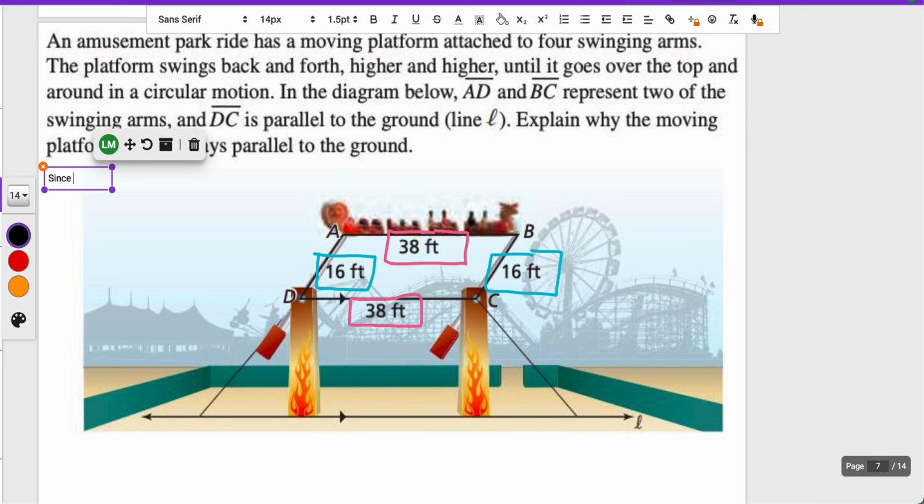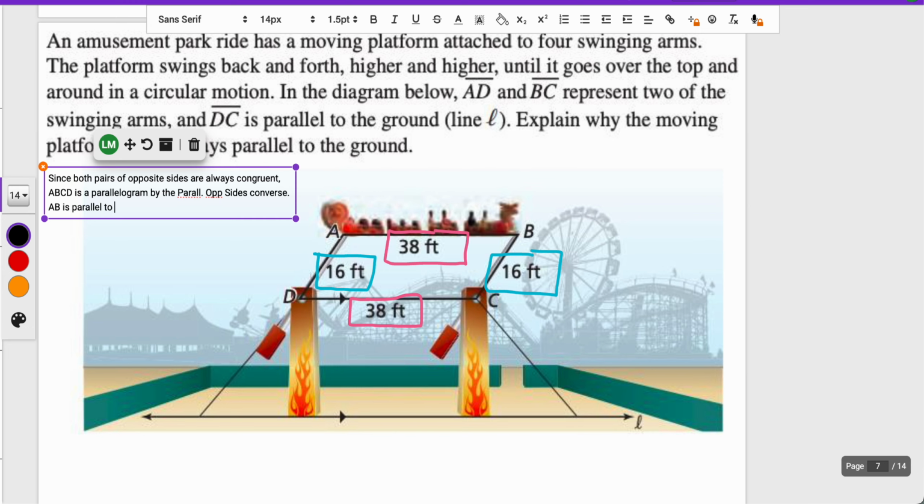So we could say, since both pairs of opposite sides are always congruent, ABCD is a parallelogram by the parallelogram opposite sides converse, and AB is parallel to DC, and DC is parallel to line L. So AB is parallel to line L using the transitive property.